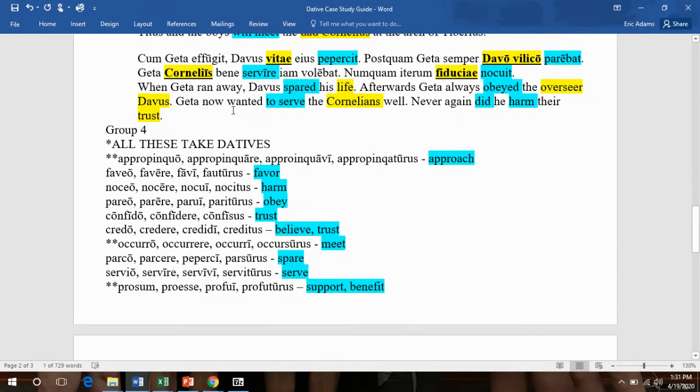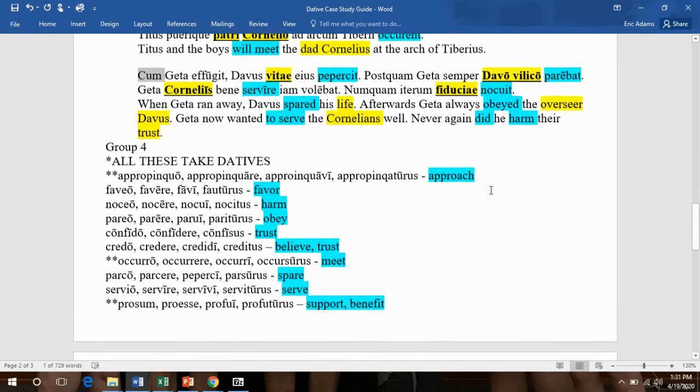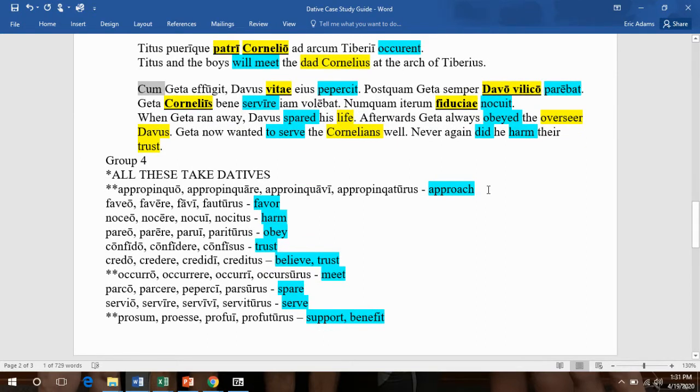Then finally the last one. Cum Geta effugit Davus vitae eius pepercit. Now, cum is a word that we've seen so far that means "with." It is, of course, a preposition, but when it does not have an ablative with it to be its object, and Geta is not, Geta is nominative, it's going to have the new translation as "when."